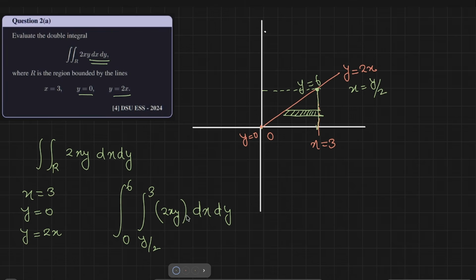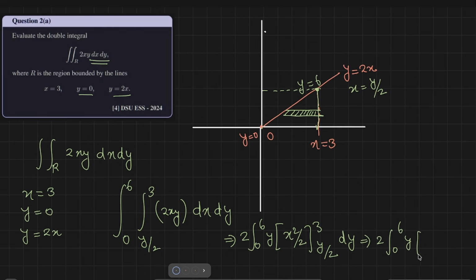Now your task is to solve this integral. When you solve this, it is from 0 to 6. Double integral, here integration is with respect to x. So 2 I can take outside, and y I can take outside. This is x square upon 2, limit is from y by 2 to 3, and this is dy. When you solve this from 0 to 6, put the value. I can write this as 3 square, means 9 by 2, minus y square by 4 upon 2, with integration with respect to y.